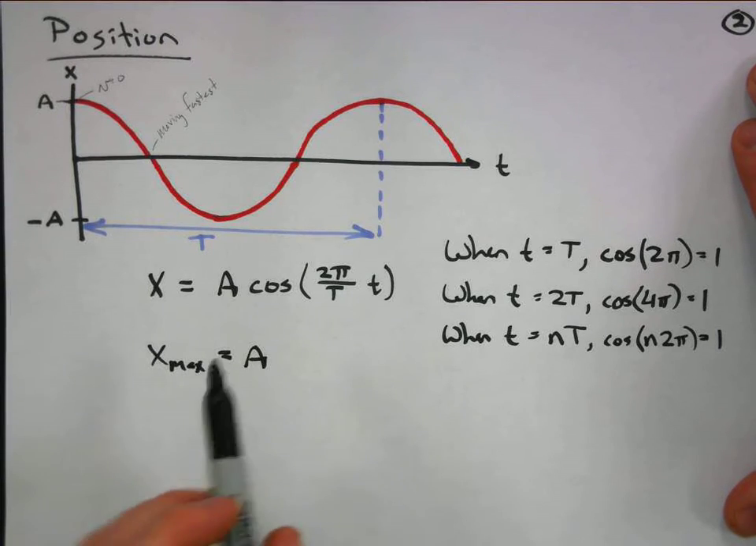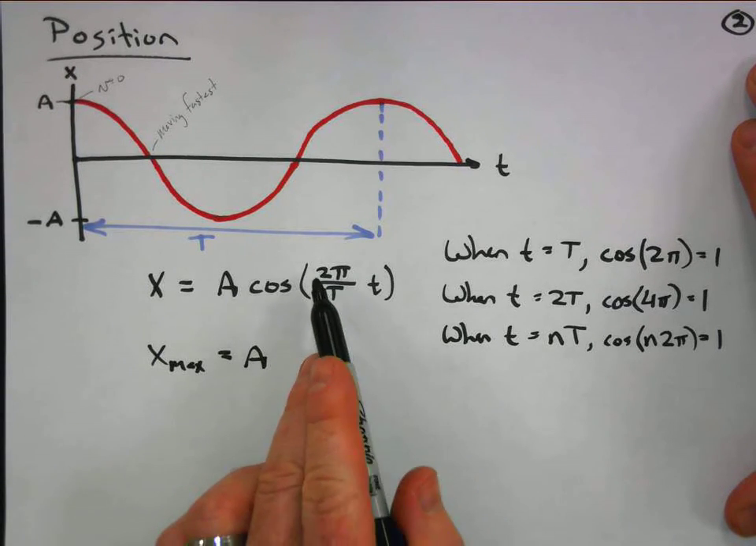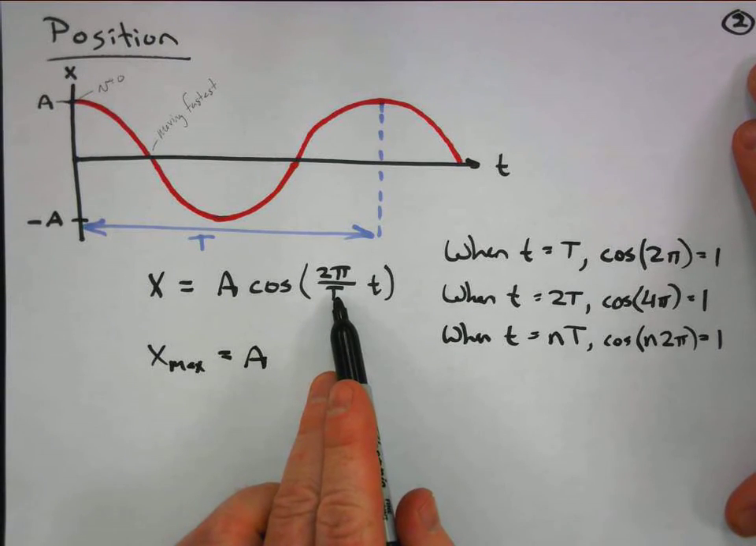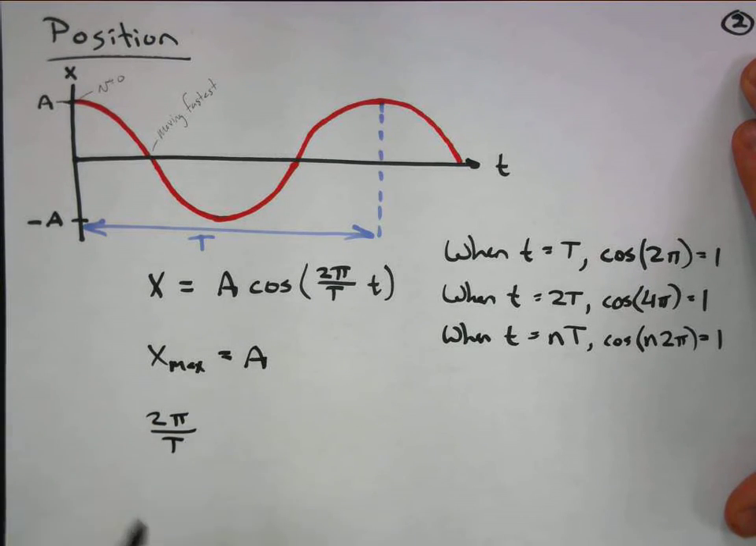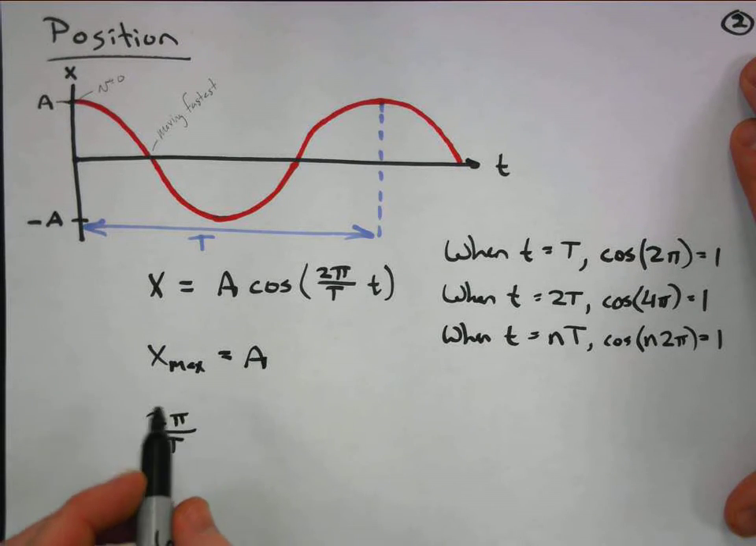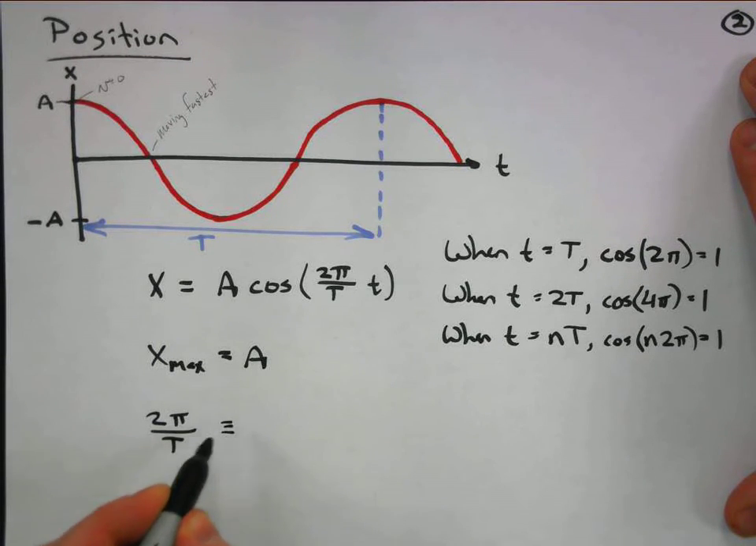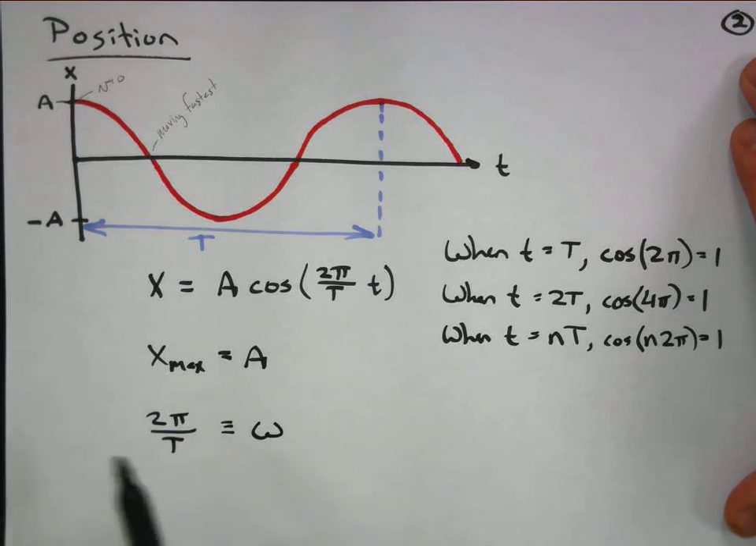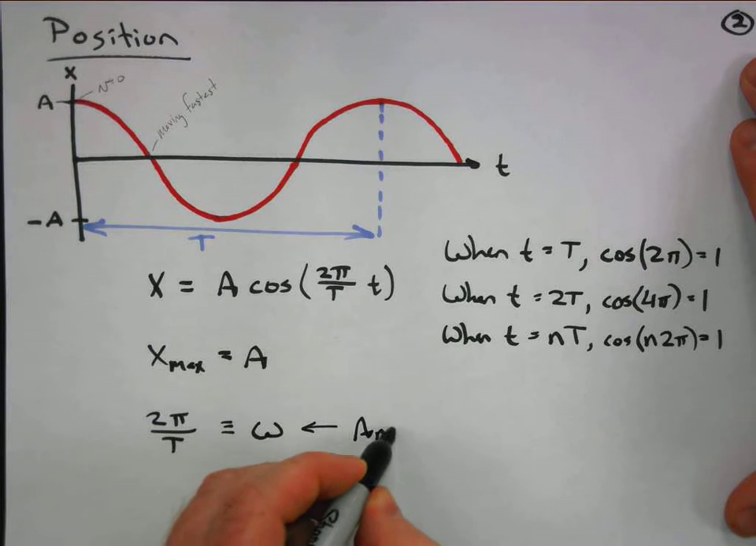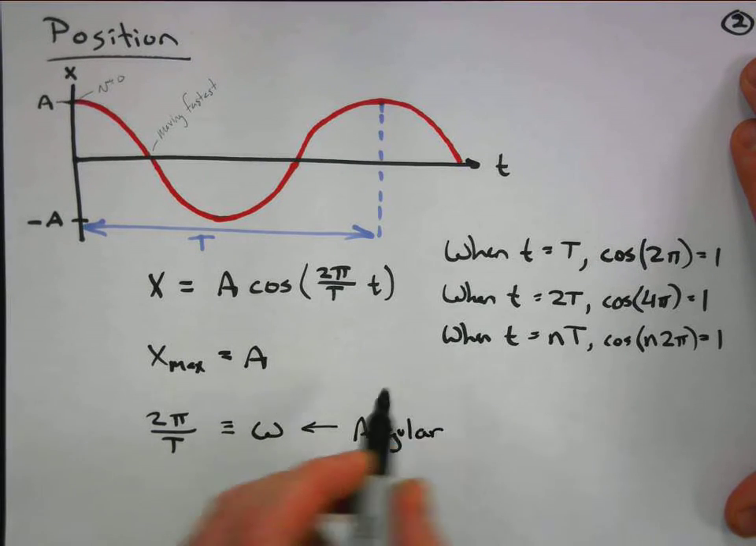Also, look at what's going on here in parentheses. We see this 2 pi divided by the period. Well, that by itself is something interesting. That right there is how we're going to define this weird triple equal sign. It means we're defining something. We're defining this thing that looks like an angular velocity. We're going to give it a new name and call it angular frequency.